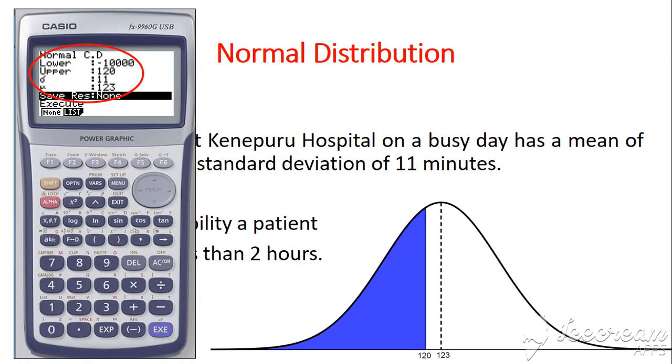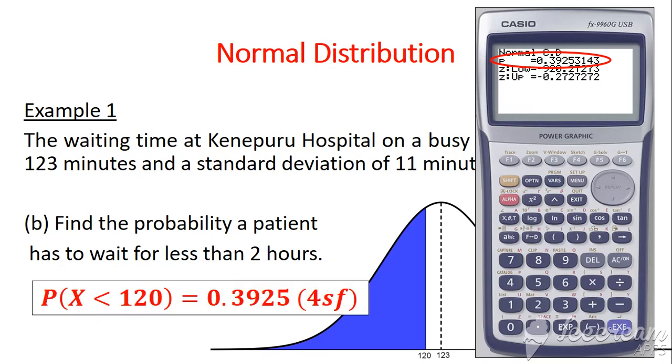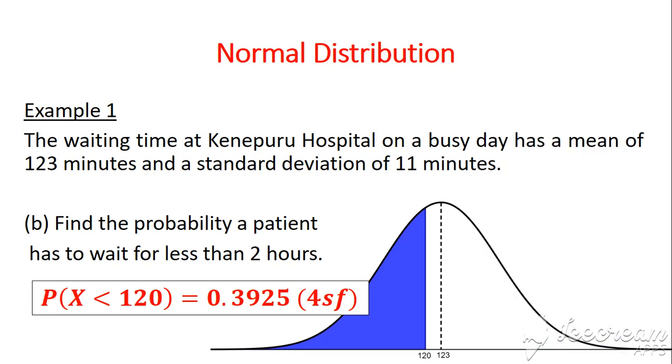Back to our calculator, go through the same setup and menus, go back into the screen, and now we're going to put in a lower boundary. Put in a very small value. I know we can't get negatives, but put in a value that's less than 0 and really small. For our upper, put 120. For our standard deviation, 11. Our mean is 123. And you will get a probability of 0.39253143, which I'm going to round to 0.3925 to 4 significant figures.